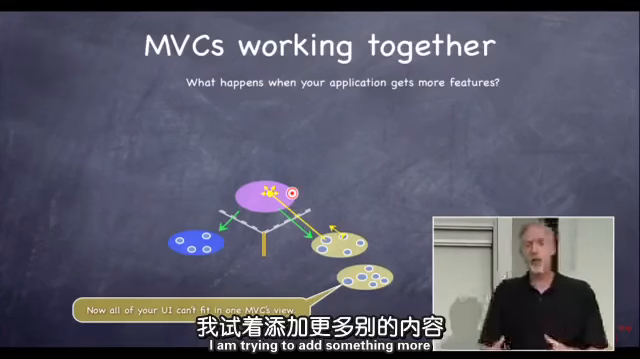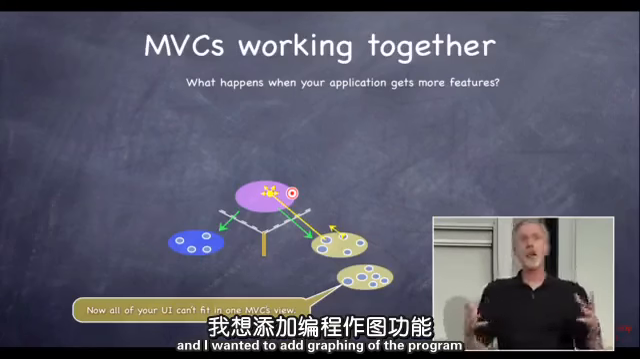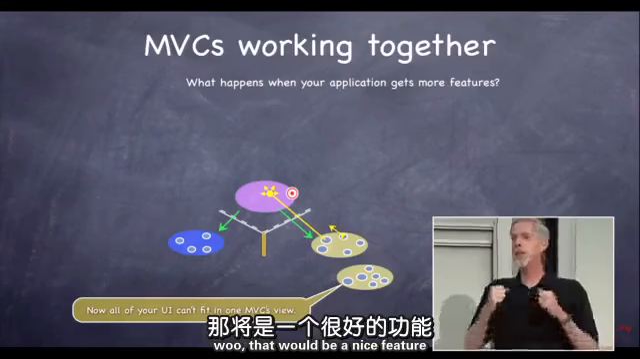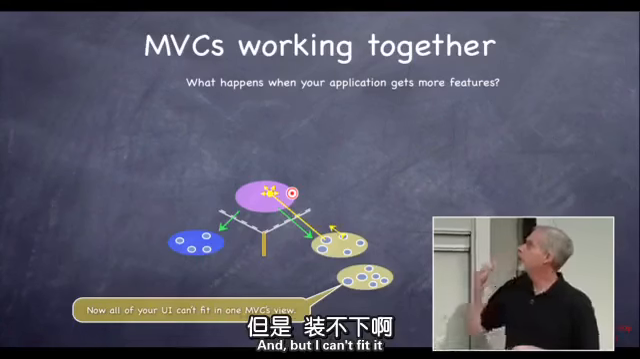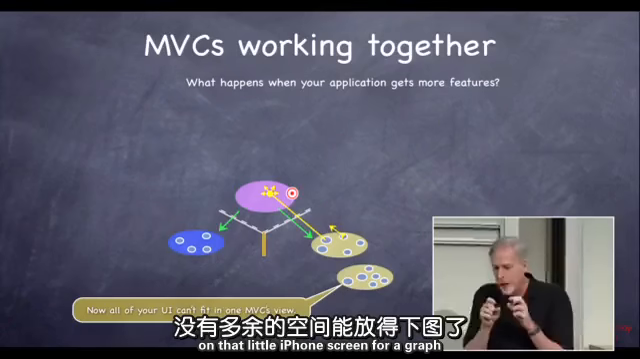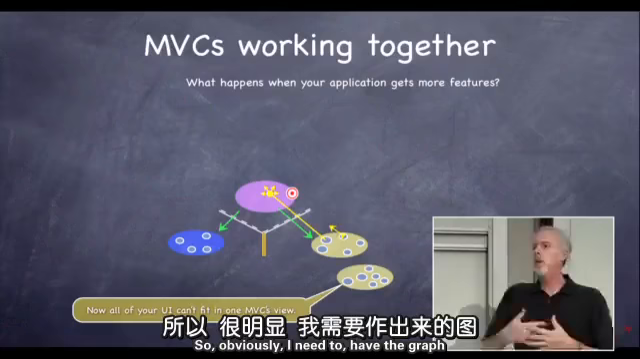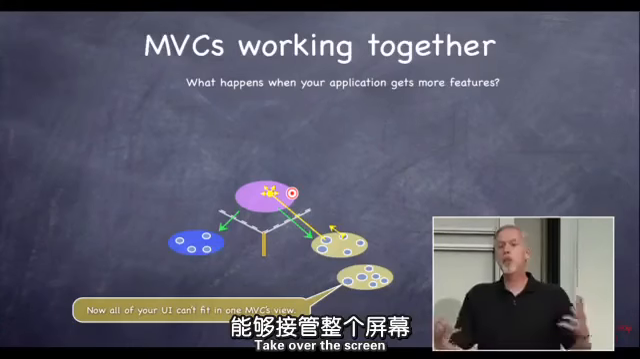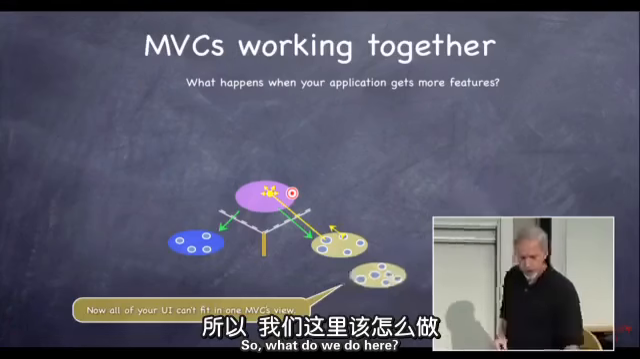I'm trying to add something more. So for example, let's say I had a programmable calculator and I wanted to add graphing of the program. Woo, that would be a nice feature, and which is exactly what you have to do in your homework. But I can't fit it. There's no room left on that little iPhone screen for a graph. It'd be a tiny little graph in the corner. So obviously I need to have the graph take over the screen, and then when the graph is done, go back. So what do we do here?